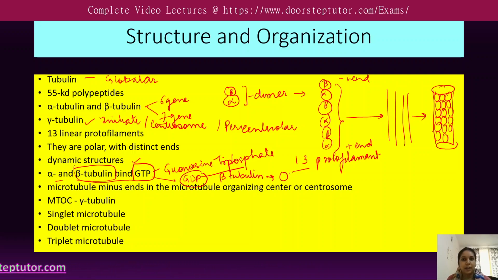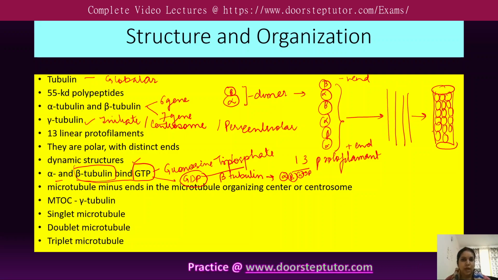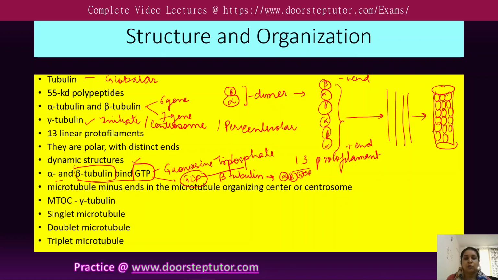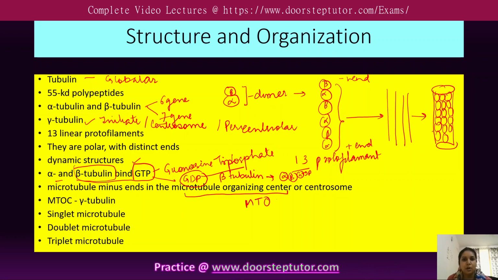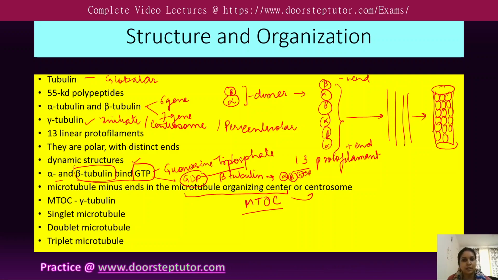Now, the alpha and the beta dimer, which is attached to the GDP, forms a weak bond of association to each other, and that is why they dissociate from the filament, from the minus end of the microtubule. That is why the minus end of the microtubule needs to be protected, and that is why it is anchored in the centrosome region, or we can say the microtubule organizing center, which is also known as the centrosome.